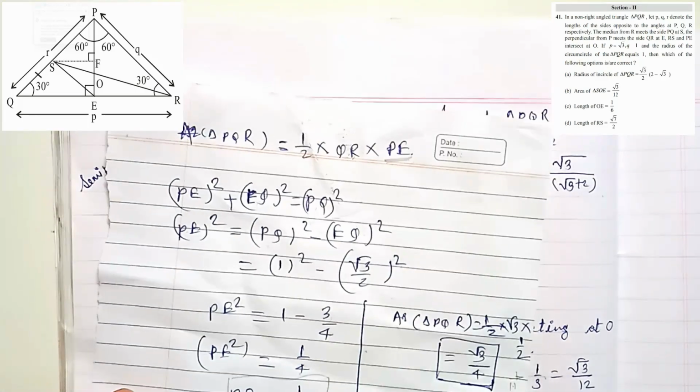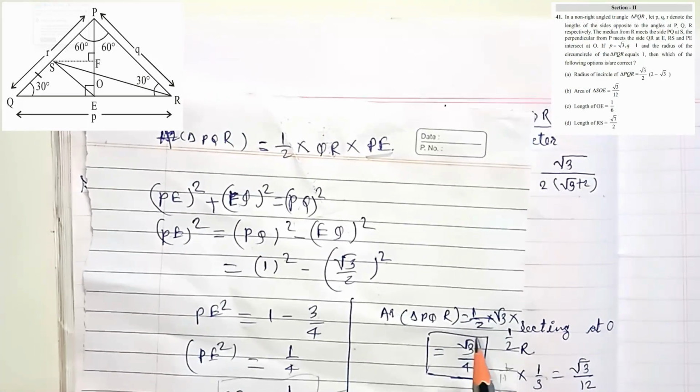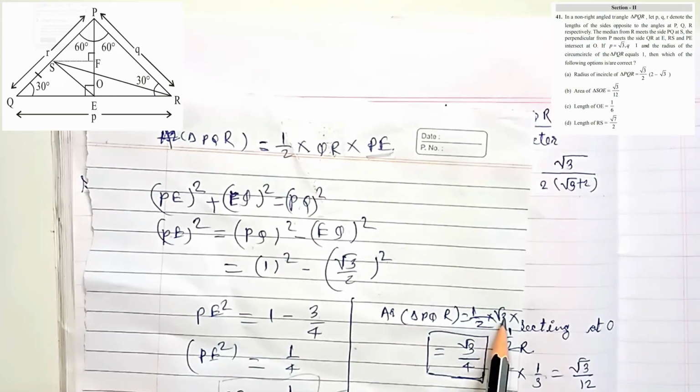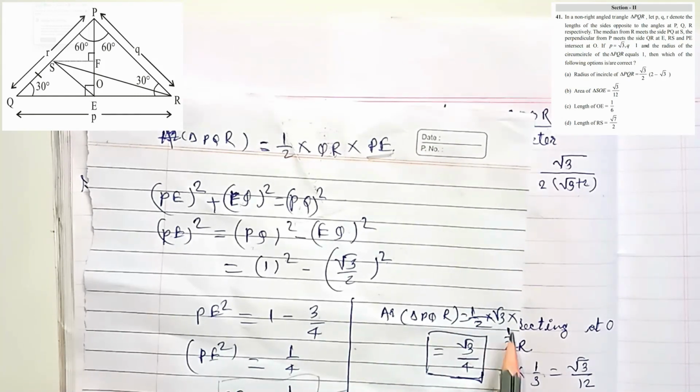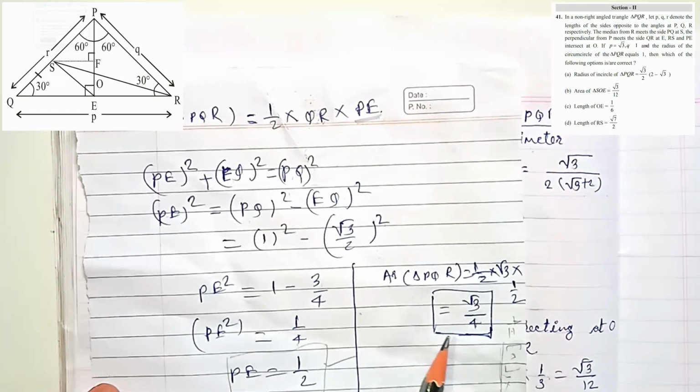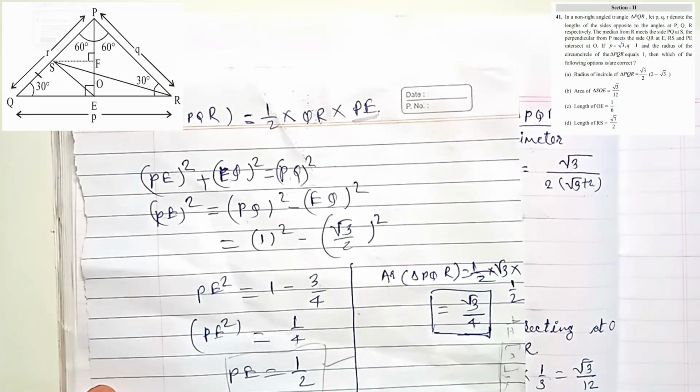Now we want the area of triangle PQR, which is 1/2 into QR into PE. Okay, QR is root 3 and PE is 1 by 2. So 1 by 2 into 1 by 2 into root 3, which is root 3 by 4. Okay, so I hope you all have understood the area of triangle PQR. Okay, so it is easier to find out.